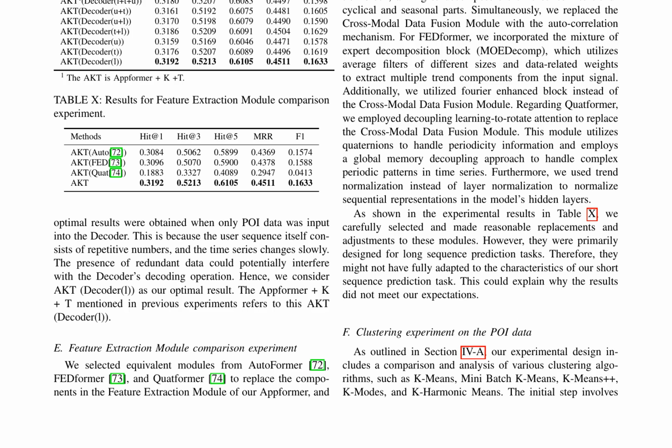Finally, the paper presents clustering experiments on POI data with different cluster sizes, aiming to determine the number of clustering centers and select the best clustering method based on the number of centers. The results indicate that the optimal number of centers is 30, as it achieves the highest performance metrics.